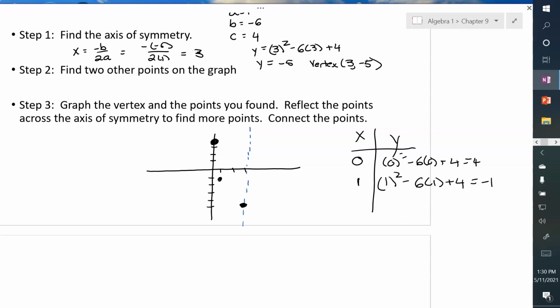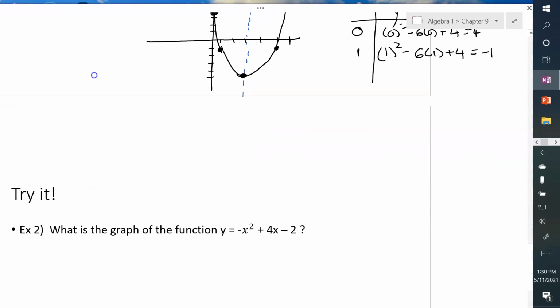So this point at 0, negative 1, I'm going to come over here. This was 2 points away from the axis of symmetry, so I'm going 2 points this way and down 1. So there's my first reflected point. My second one was through 0, and that was 3 points away from my axis of symmetry. So over here, come across. There's that one. So here is our parabola, right like that. So find the vertex plus 2 more, and then reflect, and you'll have a total of 5 points.